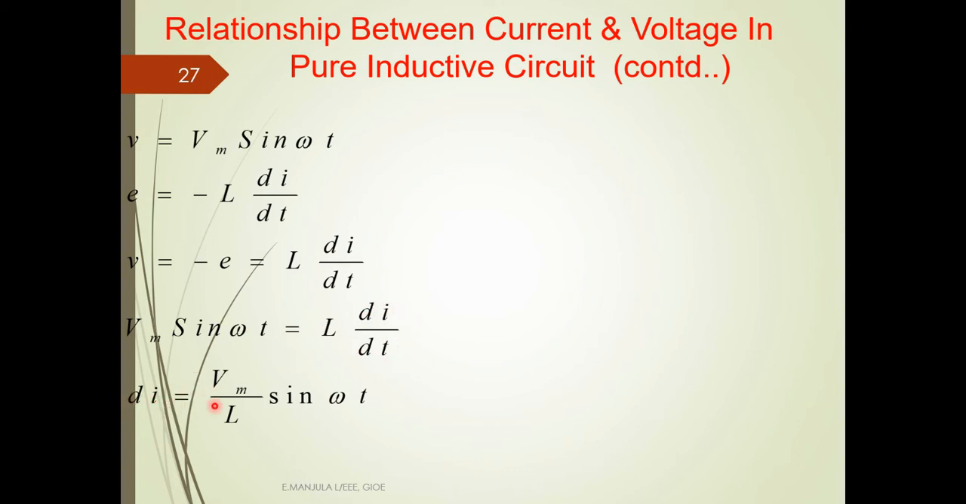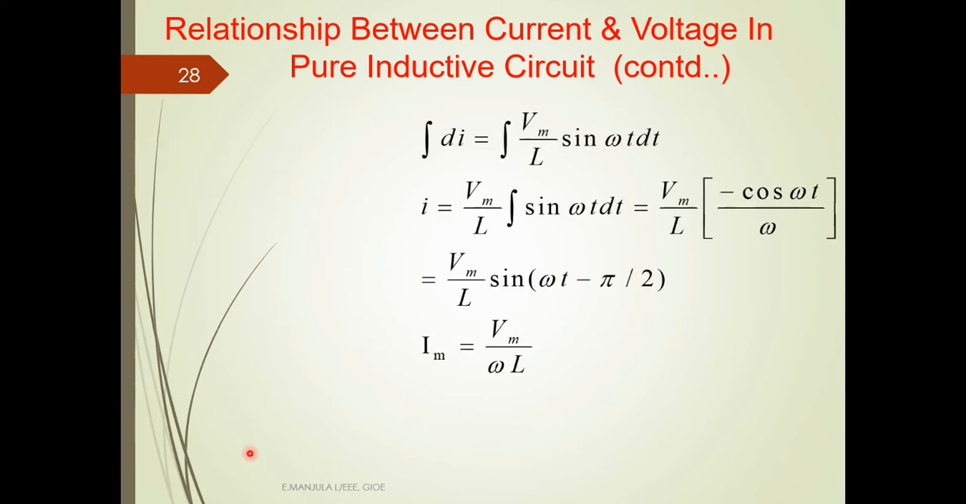So di is equal to V maximum by L into sin of omega t. In order to get I, we have to integrate the equation so that we can get the I value. So integration of di is equal to integration of V maximum by L into sin omega t dt. So I is equal to V maximum by L, as the constant is kept outside the integration. The integration of sin omega t dt gives V maximum by L into minus cos omega t by omega.